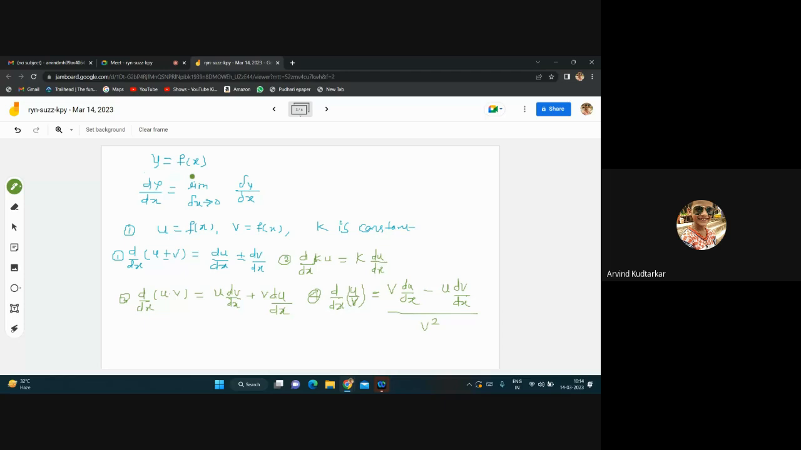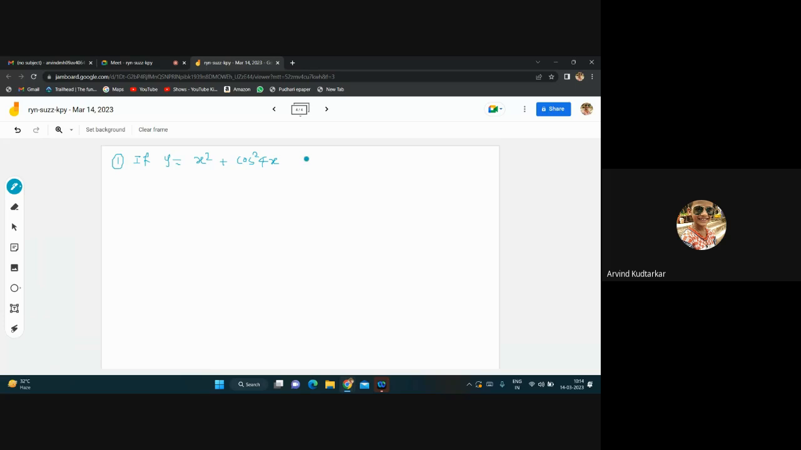The example on ordinary differentiation. If y is equal to x square plus cos square 4x, find dy by dx. dy by dx. So how to get the value of dy by dx? Which is the correct option for dy by dx, that we have to find.